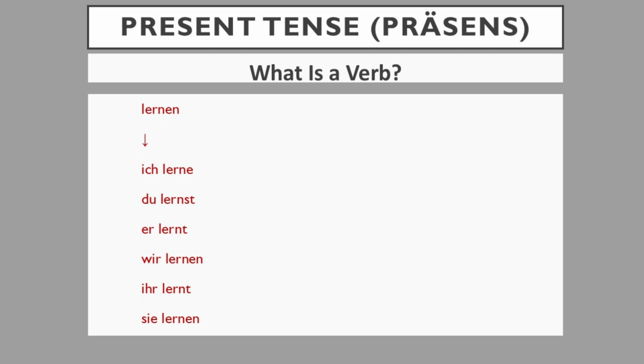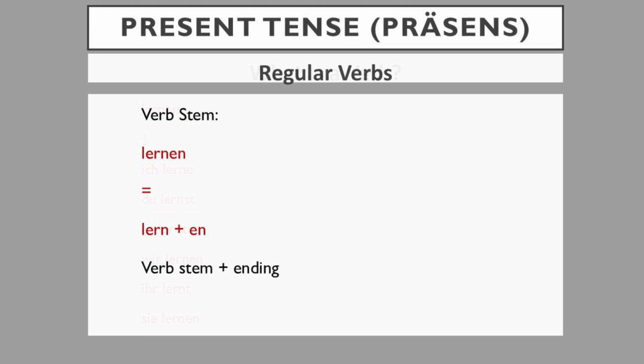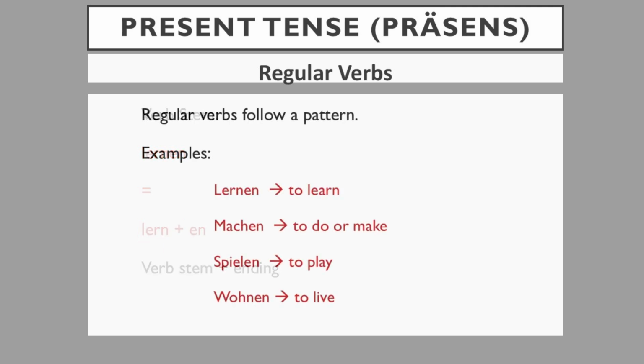Now let's learn regular verbs. Regular verbs are the easiest verbs because they follow a clear pattern. Examples: lernen, to learn; machen, to do or make; spielen, to play; wohnen, to live.